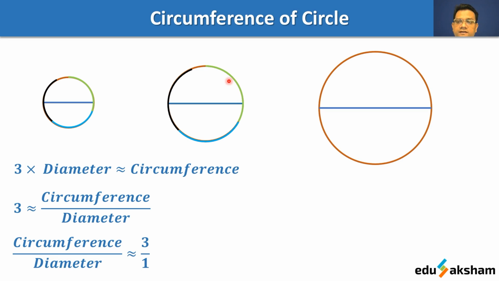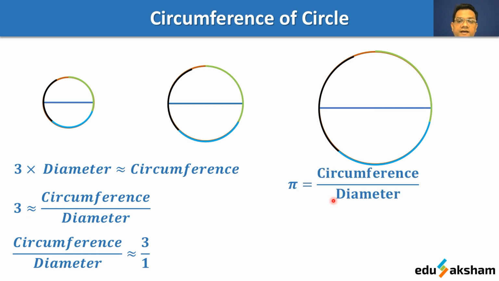It has got a diameter, and we place the diameter length along the circumference like this. Then the second diameter, we place it like this. Then the third diameter we place along the circumference of the circle. Again, if you see, 3 times the diameter is a little less than the circumference of a circle.